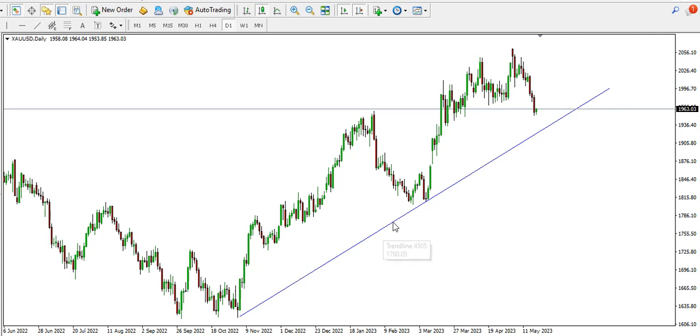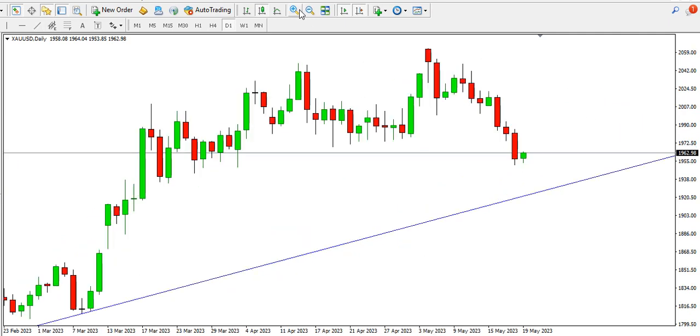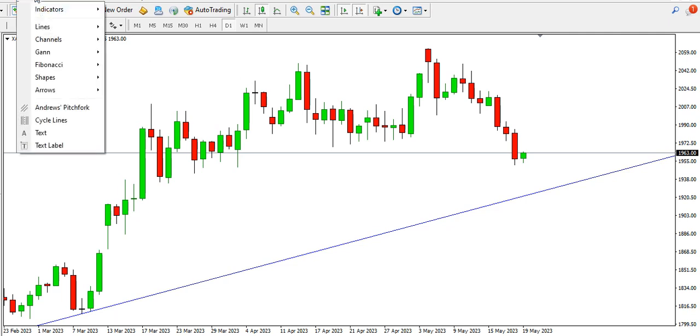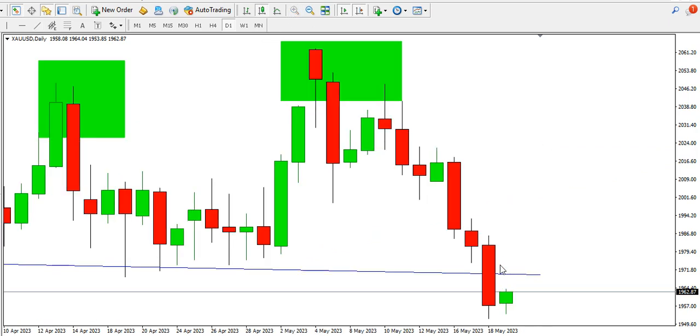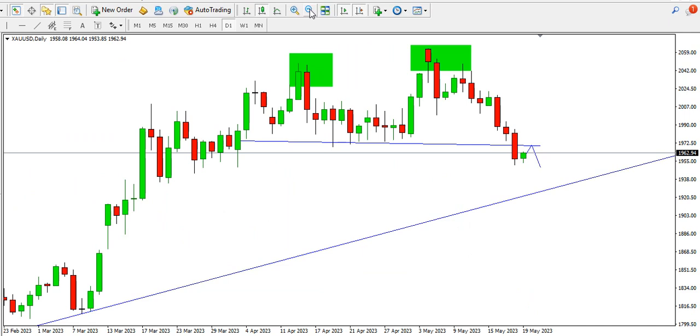Okay, and we have this ascending trend line. The price of gold has already formed a double top. This is the first top, and this is the second top, and price has broken the neckline. This is the neckline of the double top, but it appears as if price is recovering to retest the neckline, so you might want to buy just for some time before price starts to descend. That's that on the daily time frame.